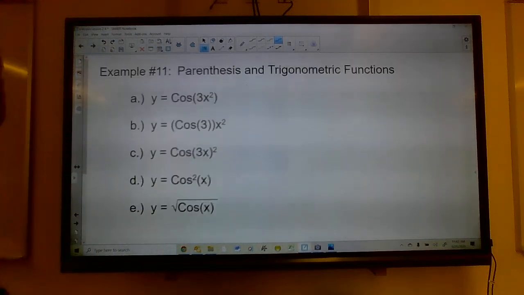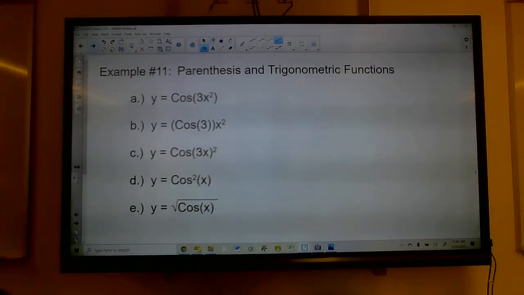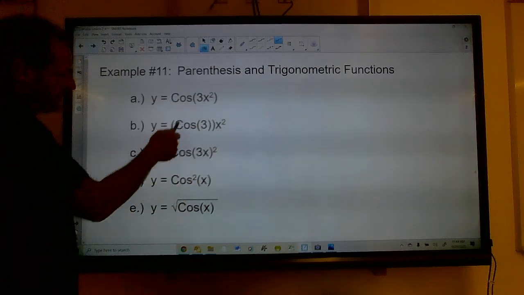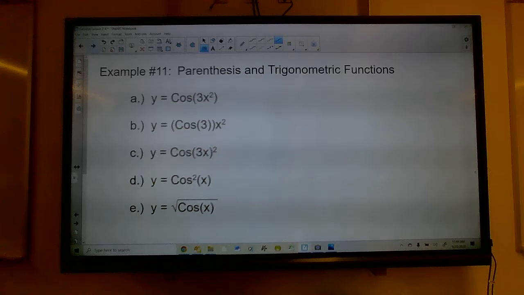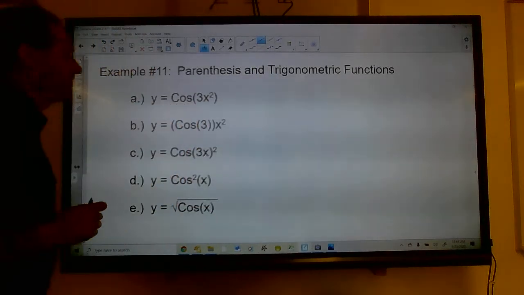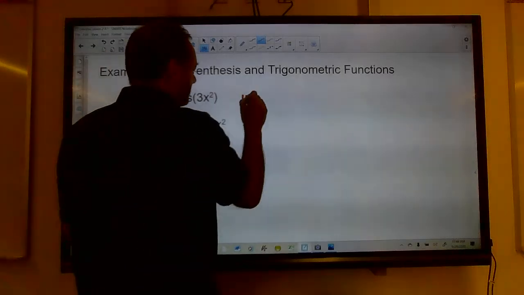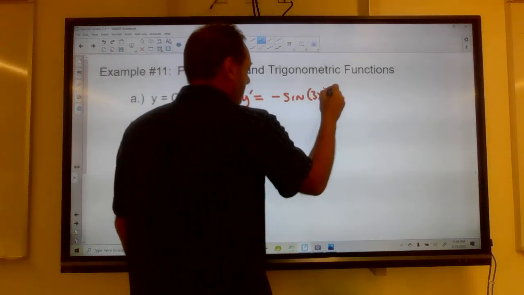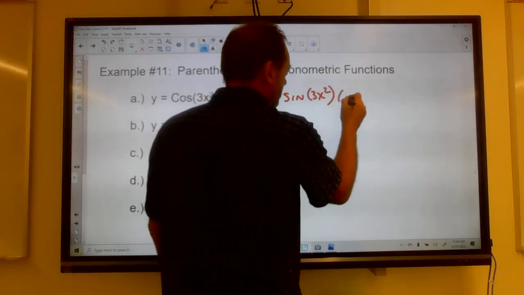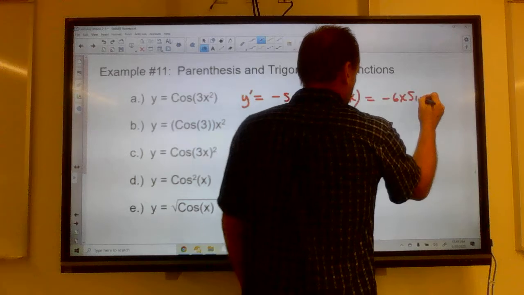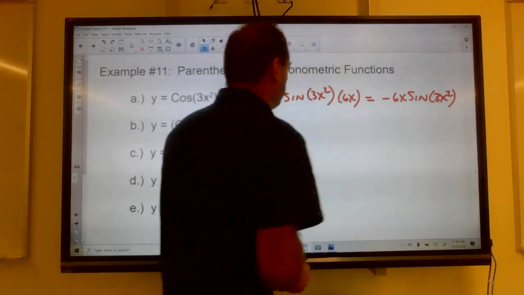So those were all pretty simple. Okay, a little bit different because I got things in parentheses here. So these first three are very similar, but depending on where the parentheses are, it changes the problem. So if we look at cosine of 3x squared, and we take the derivative, the derivative of cosine is negative sine of 3x squared times the derivative of the inside, which is 6x. So this would be negative 6x sine 3x squared.